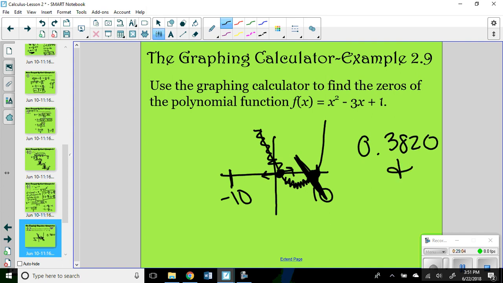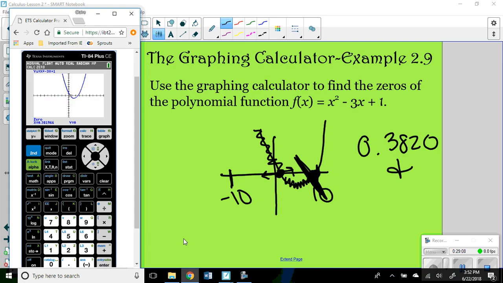And then there's going to be another one. We're going to go back and repeat the steps. So if you think you can do it by yourself, go ahead and try. But you're going to do second and then calculate. You're going to hit 2.